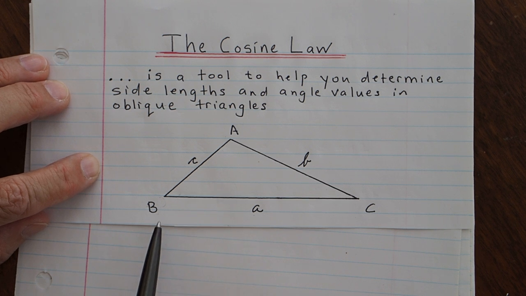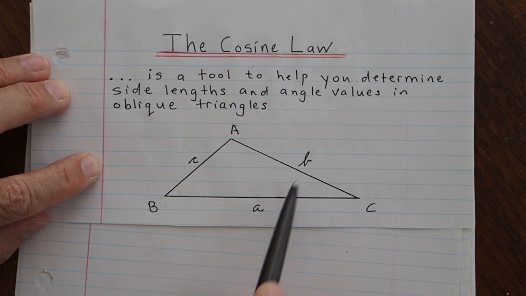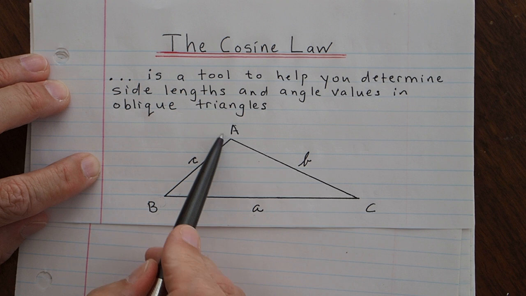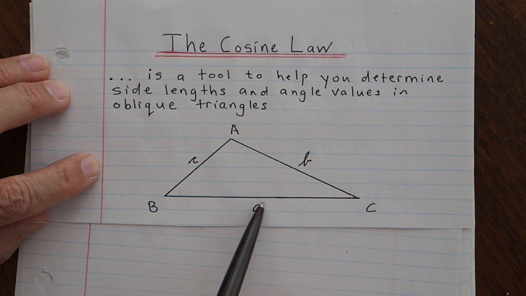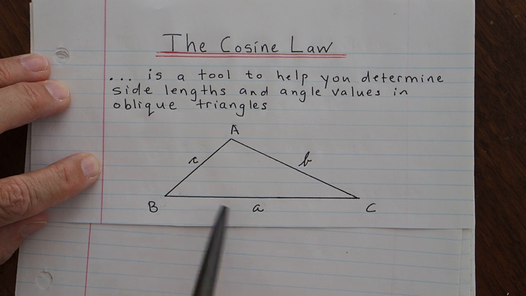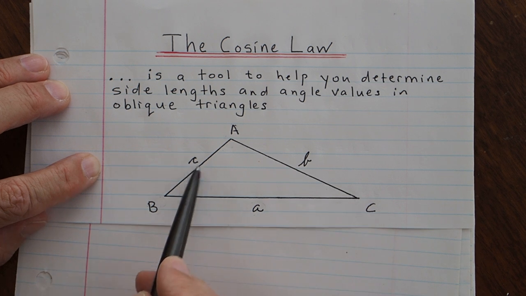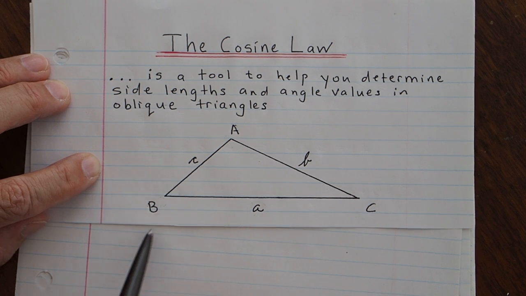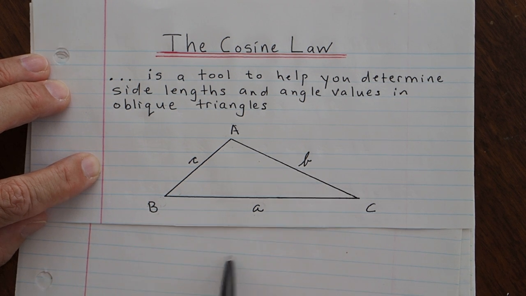Look at how it's labeled. Capital letters for the vertices and lowercase letters for the side lengths. Now, capital A represents this vertex, and the lowercase version of A represents the length of the side opposite that angle A. And opposite angle C, or vertex C, is side lowercase c. And opposite vertex B, or angle B, is side lowercase b.